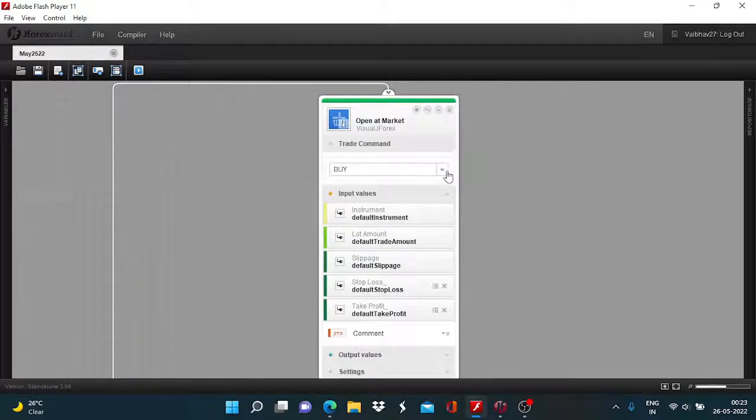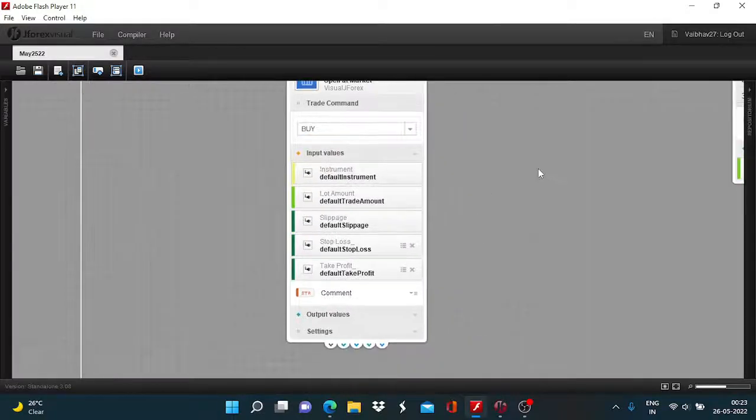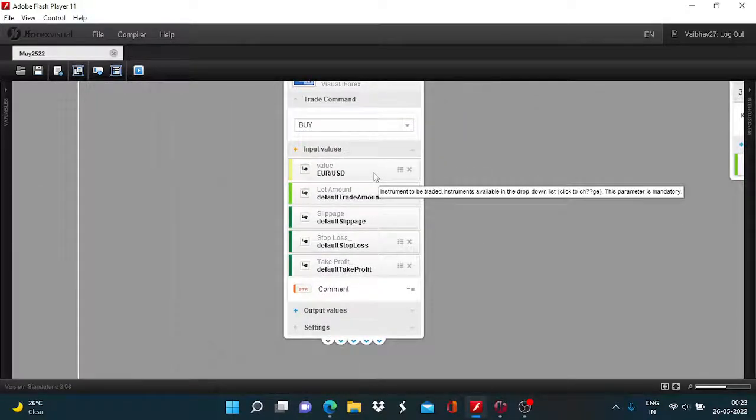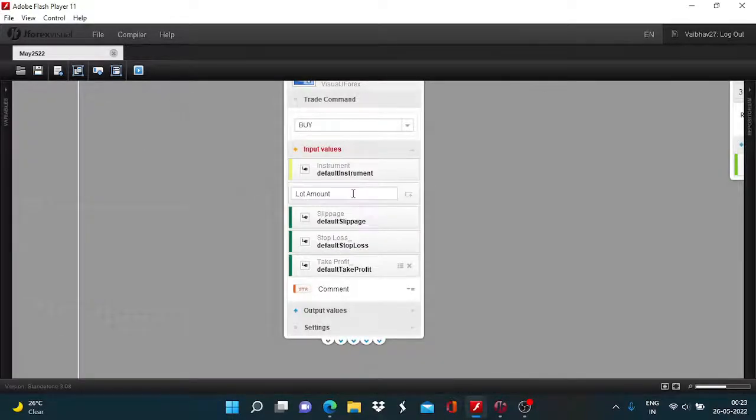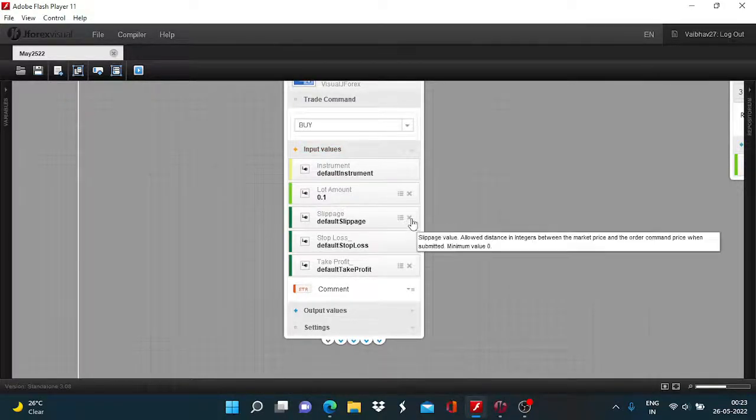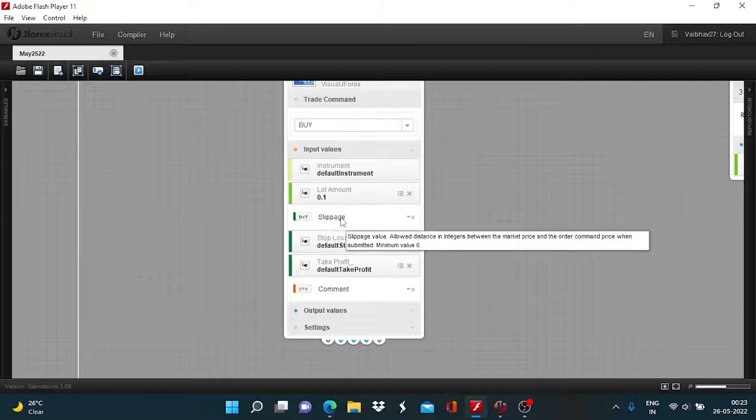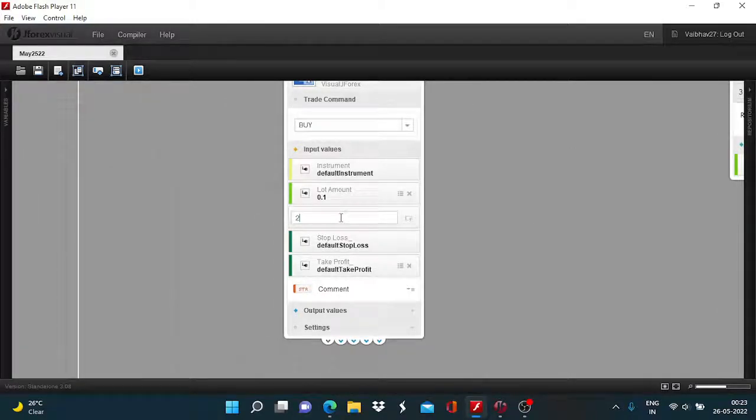Buy trade remains as it is. You can have two commands, buy and sell, and this is for the buy. Default instrument will remain as it is. Trade amount I will change to 0.1 million. Slippage is going to be changed to 2 pips.